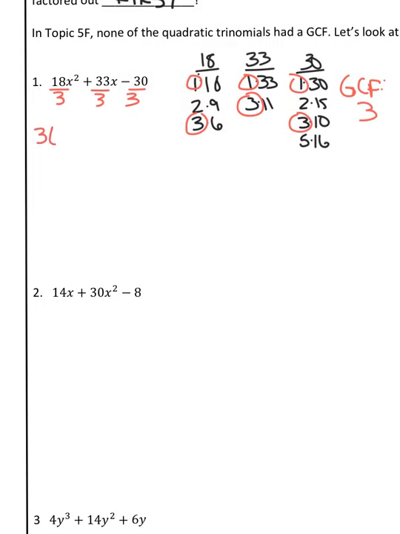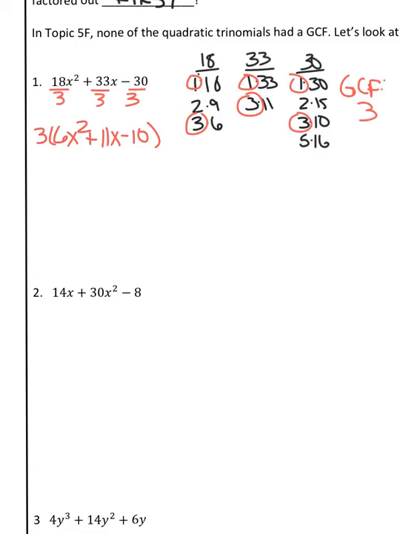All right, so 3 times 18 divided by 3 is 6, so we have 6x squared. 33 divided by 3 is 11, so 11x. And negative 30 divided by 3 is negative 10. So here we are. We took the 3 out. Now we have 6x squared plus 11x minus 10. At this point, we have a quadratic. It is 3 terms in that parentheses. Now we can do the factoring piece of this.